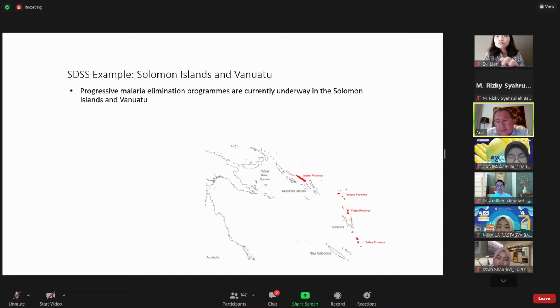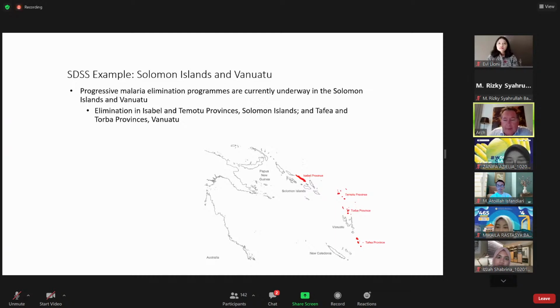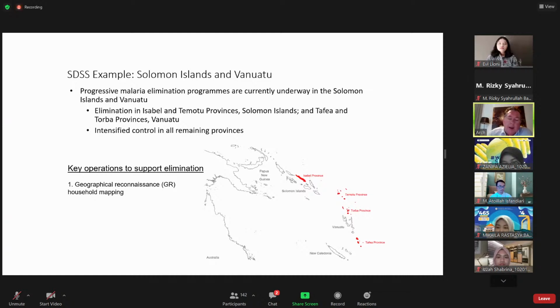So the spatial decision support system that we developed was for 2 countries in the Pacific called Solomon Islands and Vanuatu. These are 2 countries that were undertaking malaria elimination. And they had a number of provinces that they were trying to eliminate malaria from, whilst they scaled up malaria control in the other provinces.